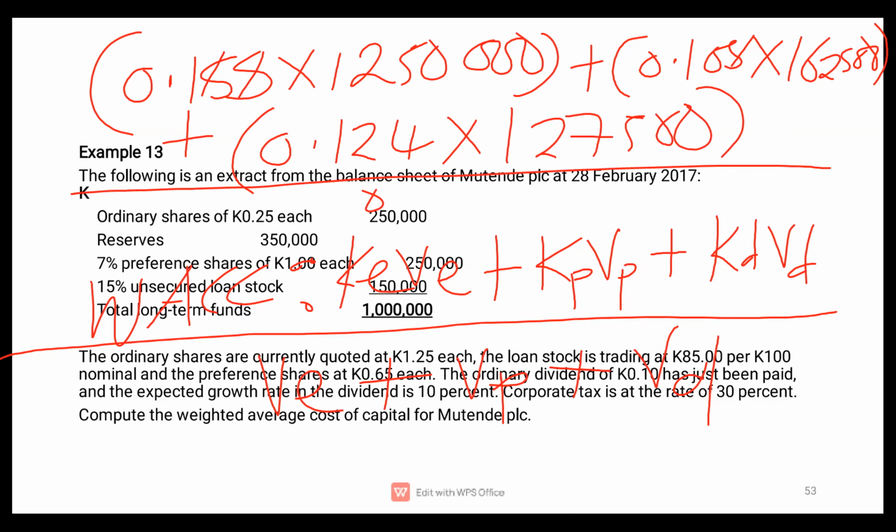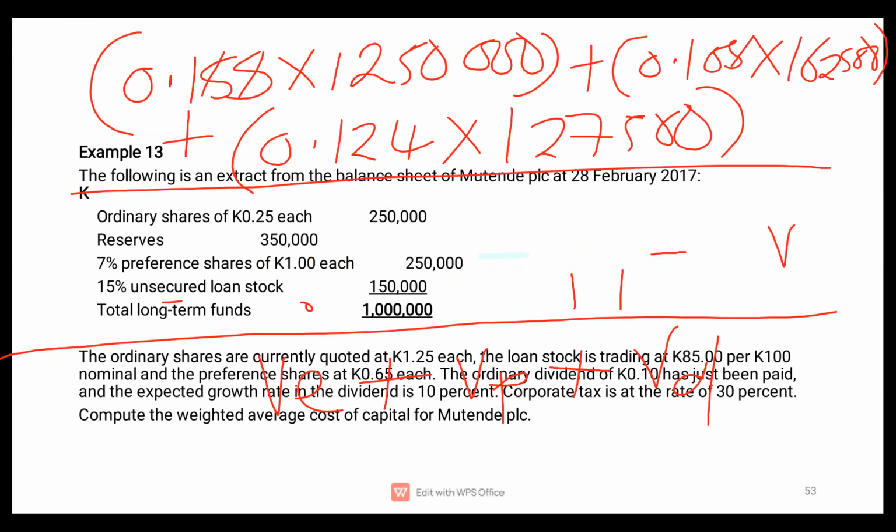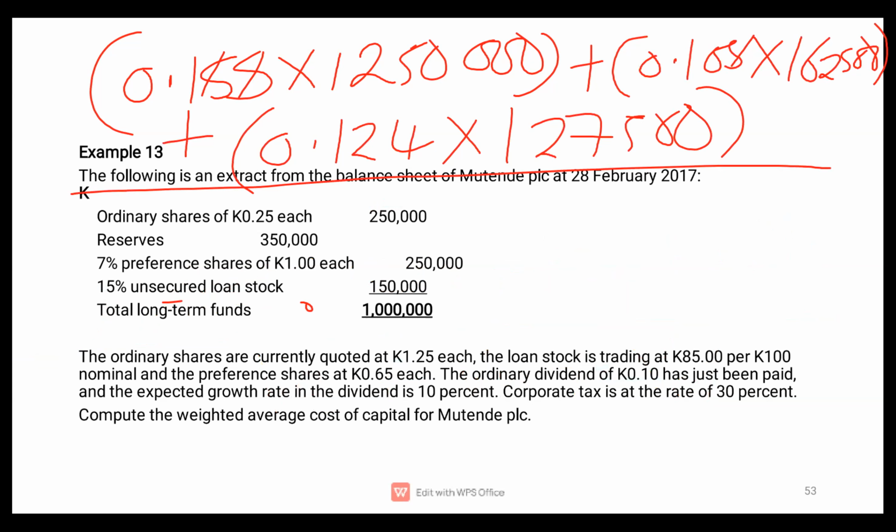All that divided by the sum, right? Just add the values. Let me write in blue. Add this one, the values. This one plus this one plus this one. That's the denominator: the value of equity, value of preference shares, plus the value of debt. What do you find as the denominator? Just add together fast.